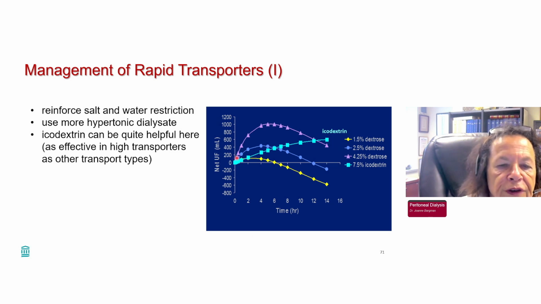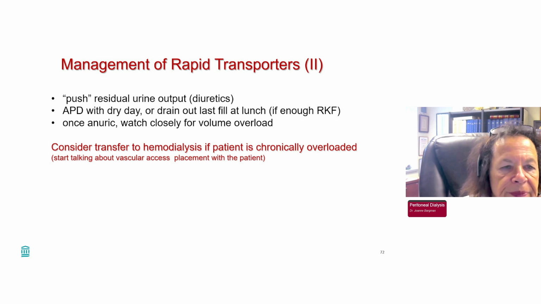And here's an ultrafiltration curve for icodextrin in the blue. And you can see even in rapid transporters that it's very good at removing fluid. So icodextrin can be really your ace in the hole when it comes to ultrafiltration in someone who's a very rapid transporter with membrane failure.